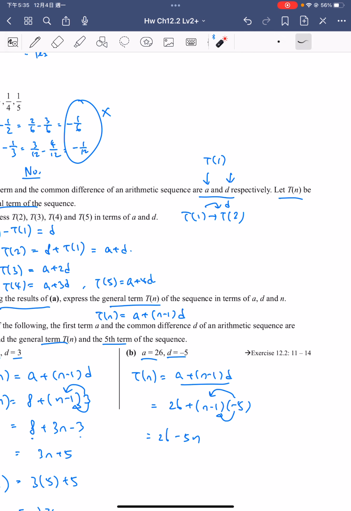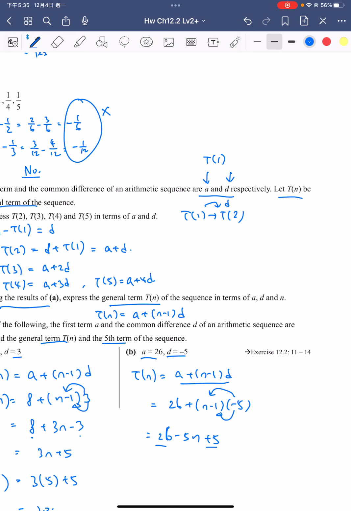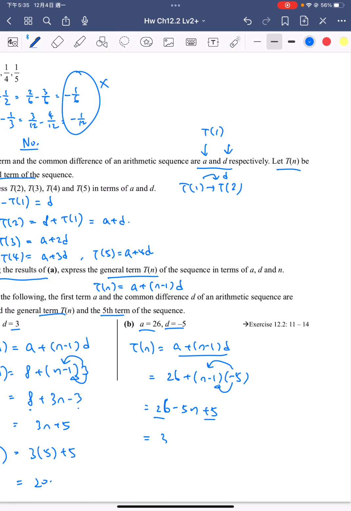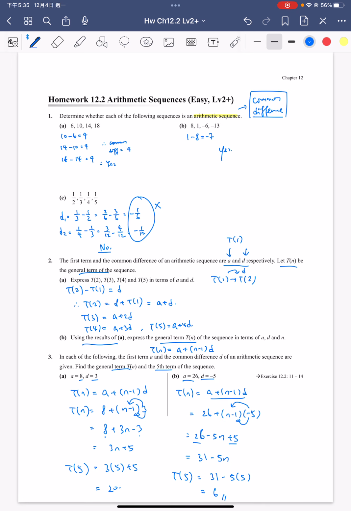For the next part, we have negative 5 times negative 1. So this is going to be giving you a positive 5. So plus the 5 again. So now we can combine this 26 and 5. We have this 31 minus 5n. So that's for the general term. Then to find out the fifth term, we substitute in. So 31 minus 5 times 5, giving you the answer is 6. Okay, so that's for question 3.